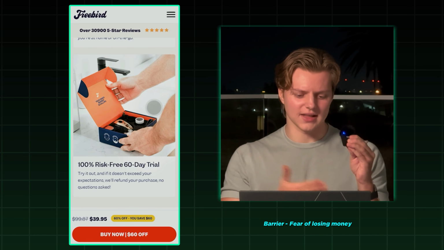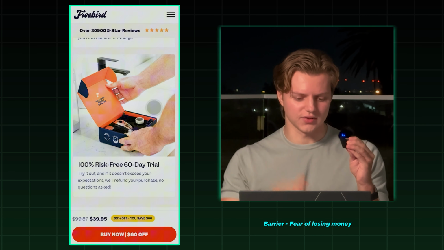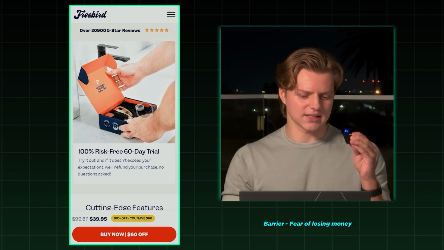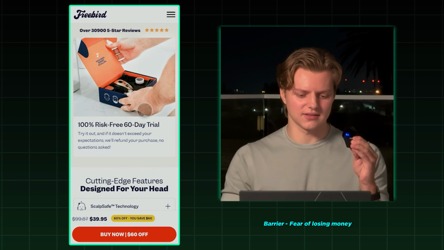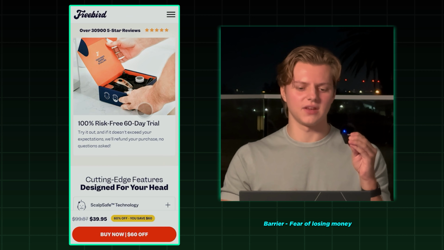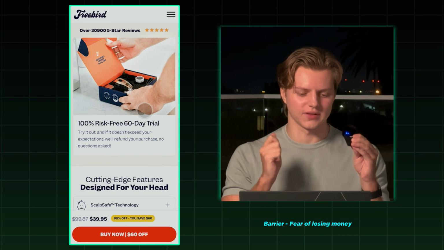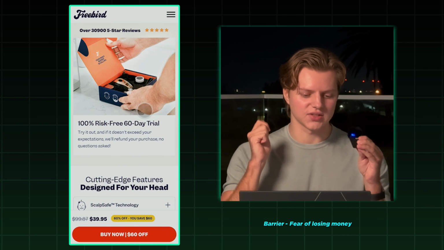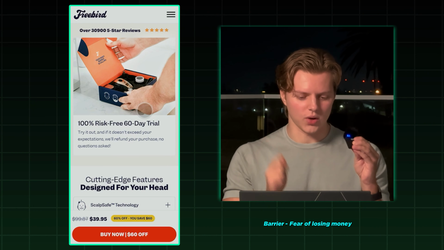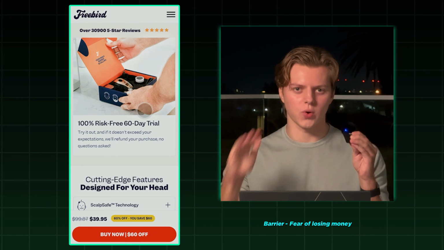But if we're assuming that it's 60 and they have that congruent at the top as well, this is excellent because they are repeating it and giving it at the bottom of the page and giving one more angle of attack for the guarantee. They're saying if it doesn't exceed your expectations, we will refund your purchase, no questions asked.